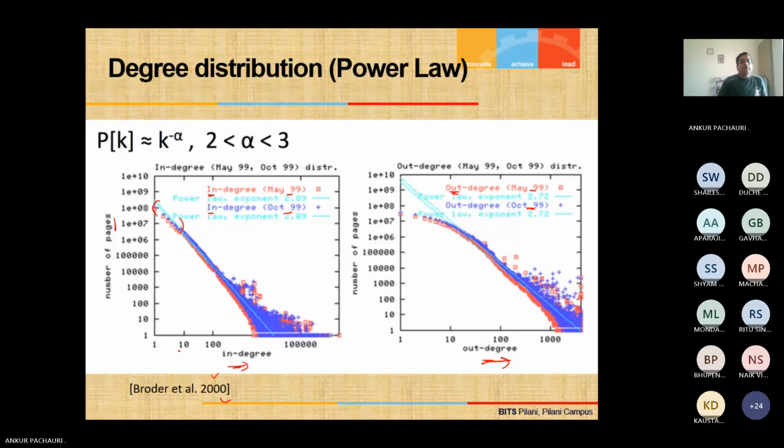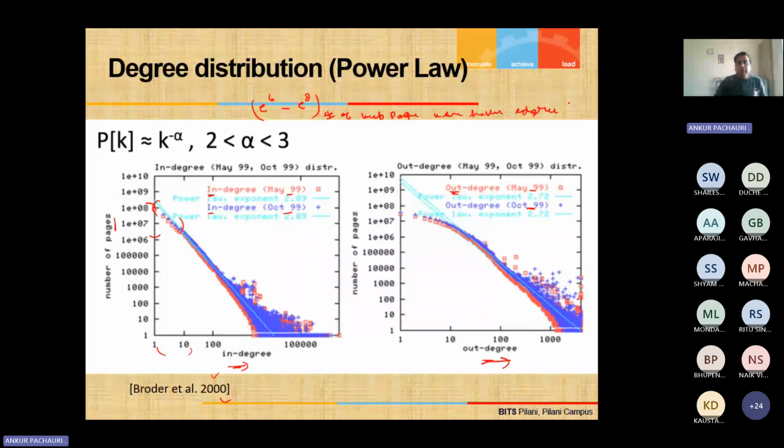Sorry, there are a large number of nodes in the range of e to the power 6 to e to the power 8. So e to the power 6 to e to the power 8 number of web pages were having lower in degree, low in degree, less than 10.